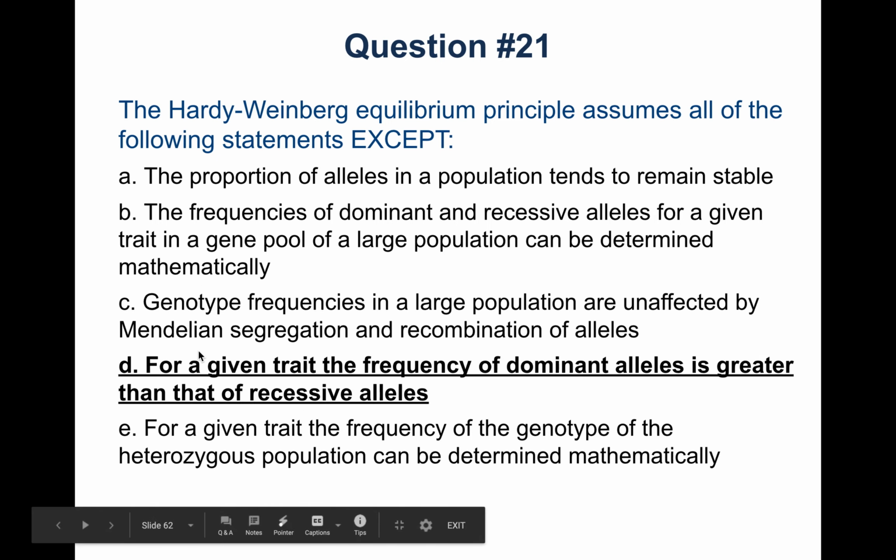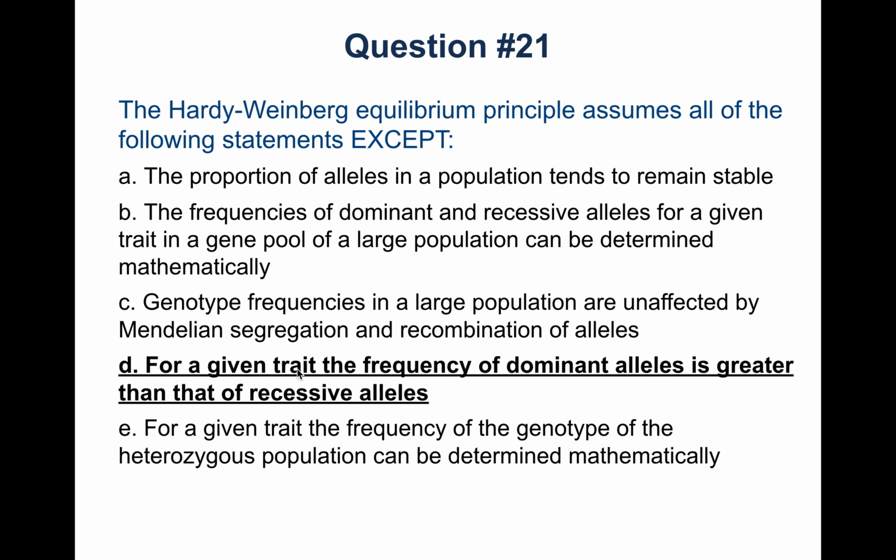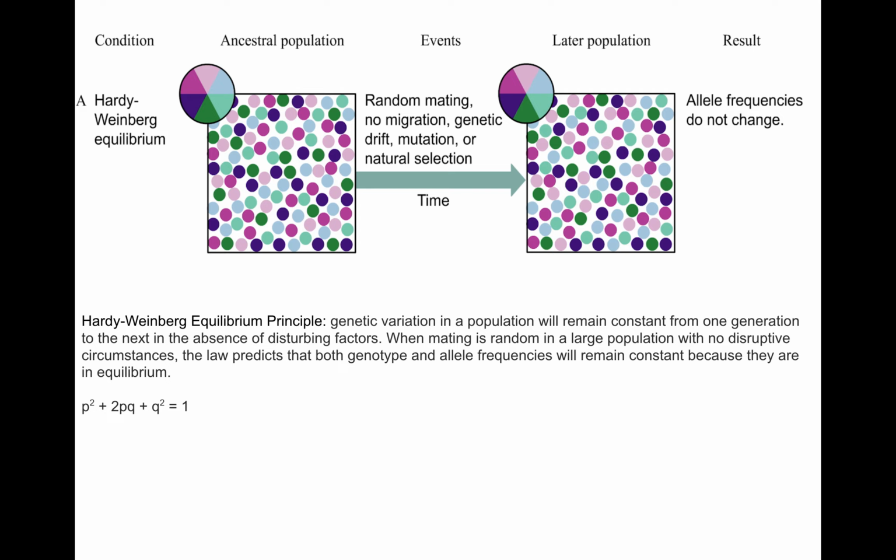That leaves us with, for a given trait, the frequency of dominant alleles is greater than that of recessive alleles. Hardy-Weinberg does not dictate the frequency of dominant versus recessive. That is not part of it. What it's really talking about is everything remaining stable over time. So dominant versus recessive is really dependent on what the beginning genotype was, and then that will remain stable over time.